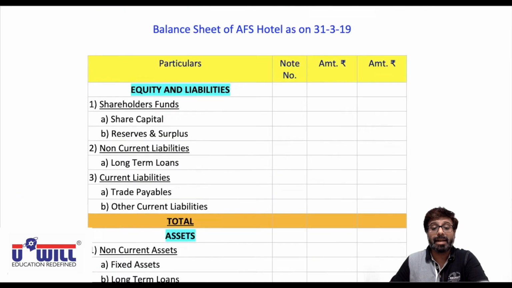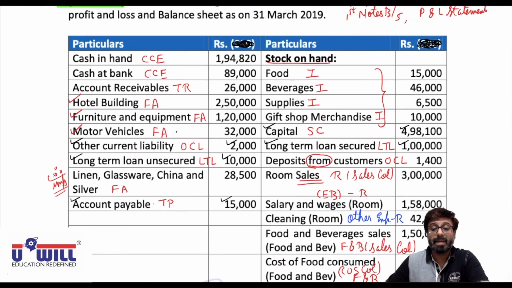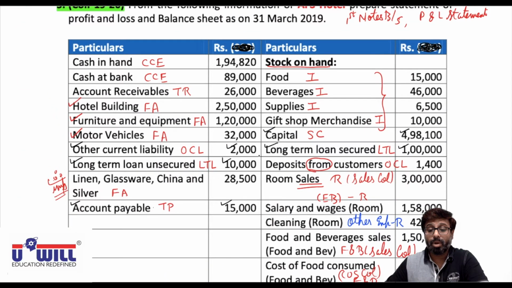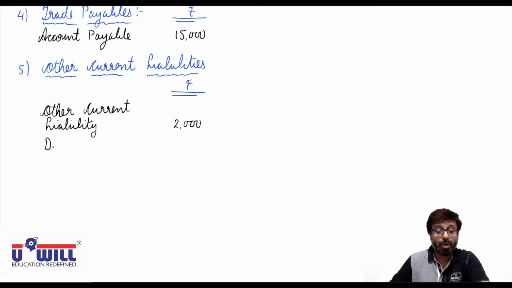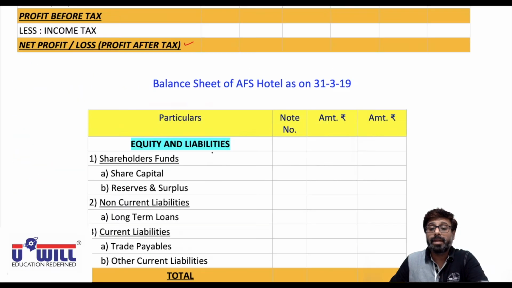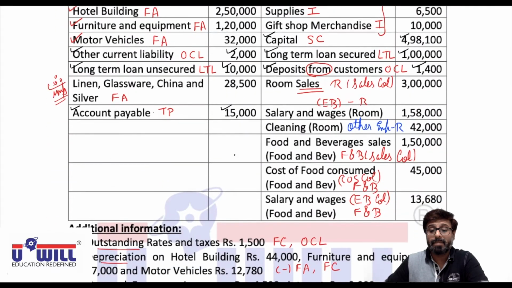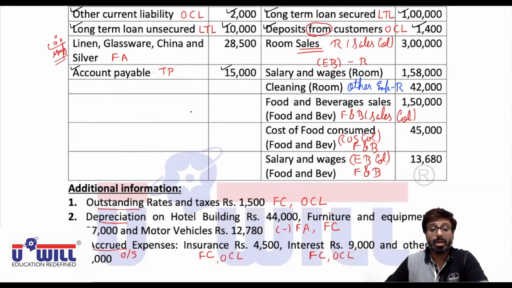Then after other current liability 2000, what is the other thing marked as OCL? Deposit from customers 1400. All of you can see that. So deposit from customers 1400. Then in the trial balance, do we have any other item marked as OCL? No. Now look at adjustment.